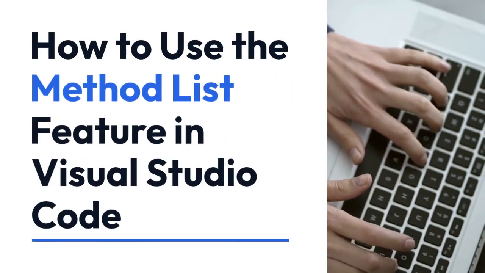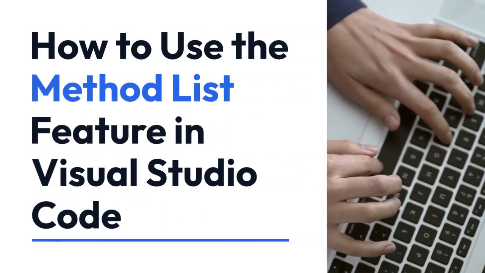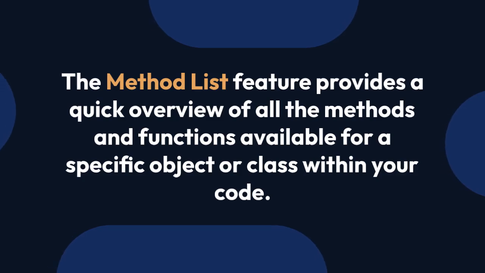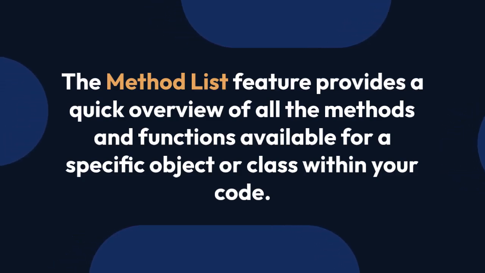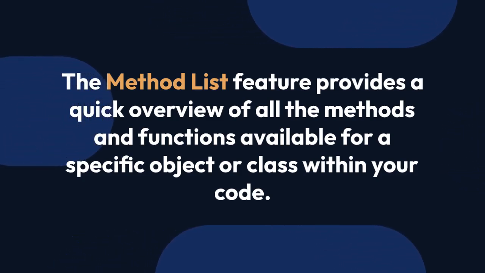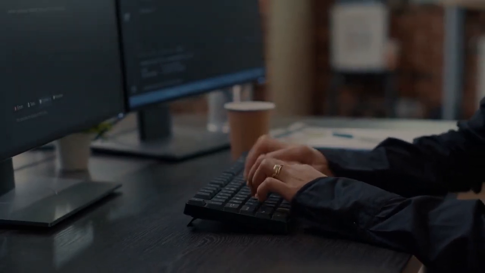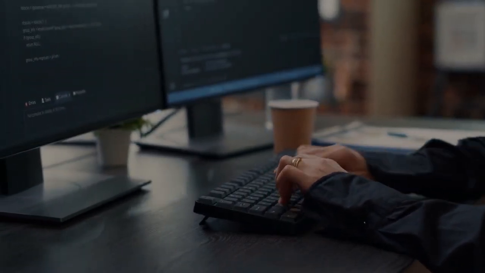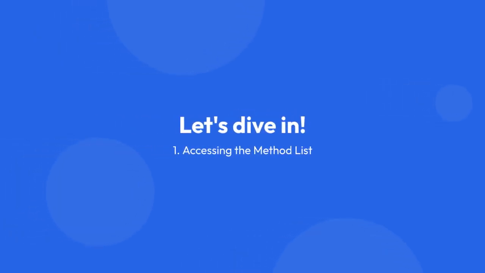We're going to explain how to use the method list feature in Visual Studio Code. This incredibly helpful feature provides a quick overview of all the methods and functions available for a specific object or class within your code. It's a massive time saver, reducing the need to constantly refer to documentation or search online. Let's dive in. 1. Accessing the method list.